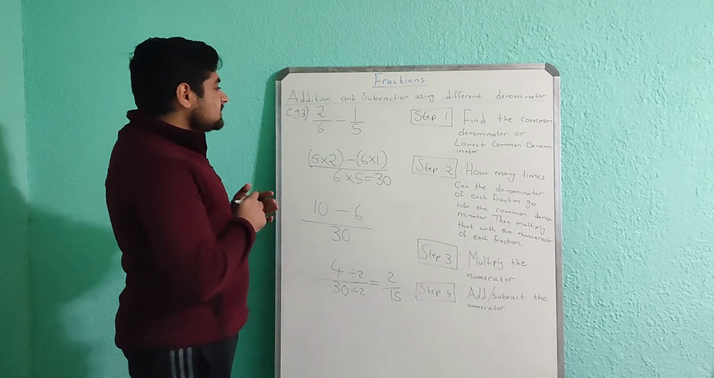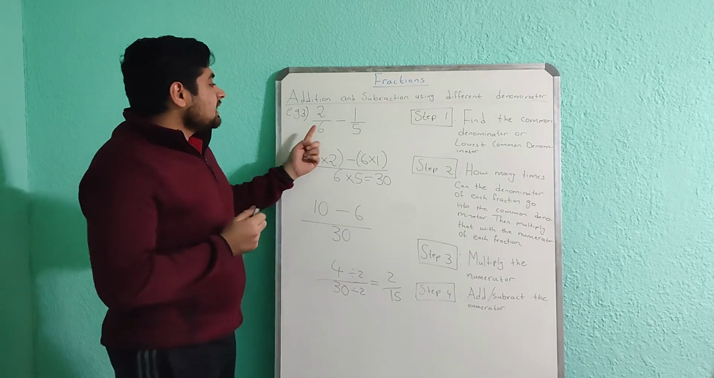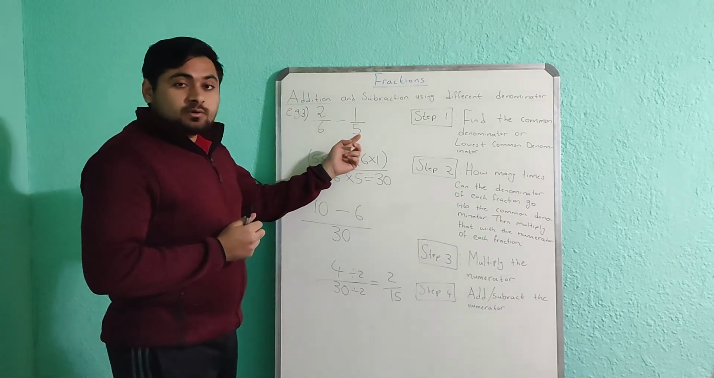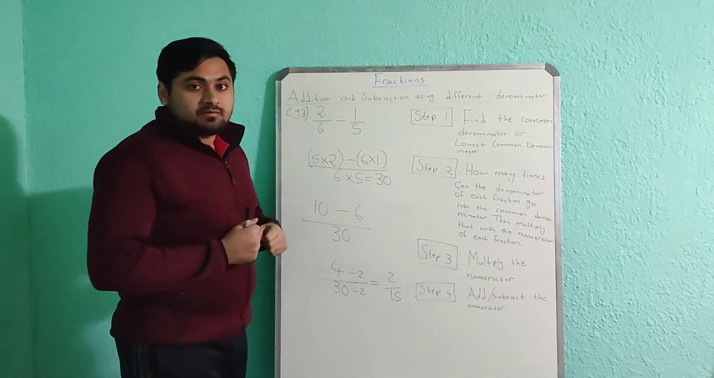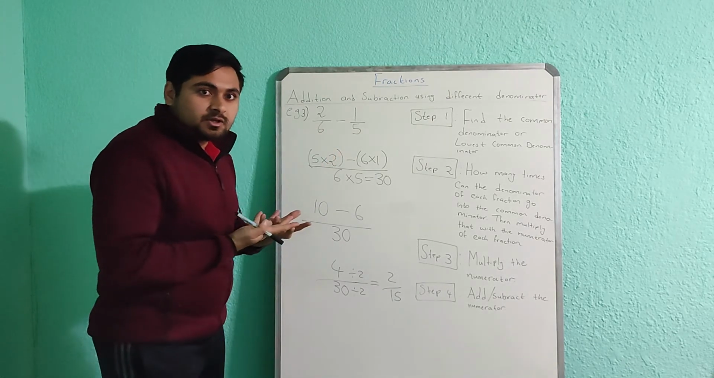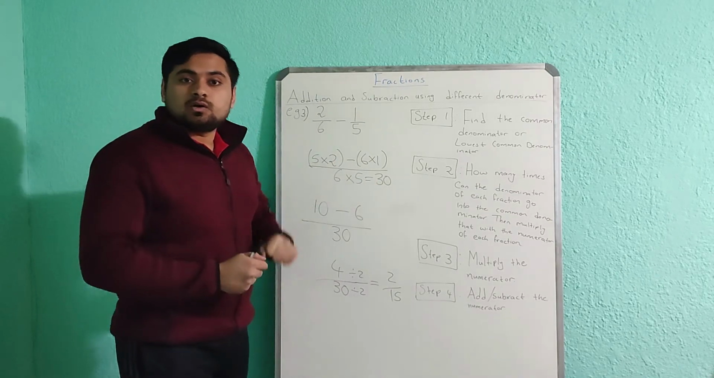Can you see the little twist in this question? In this example, we saw that 6 can go into itself, but 5 cannot go into 6. 5 can go into itself, but 6 cannot go into 5. So these two numbers cannot go into each other. So how do we find our denominator? You simply multiply these two denominators and you get your denominator.